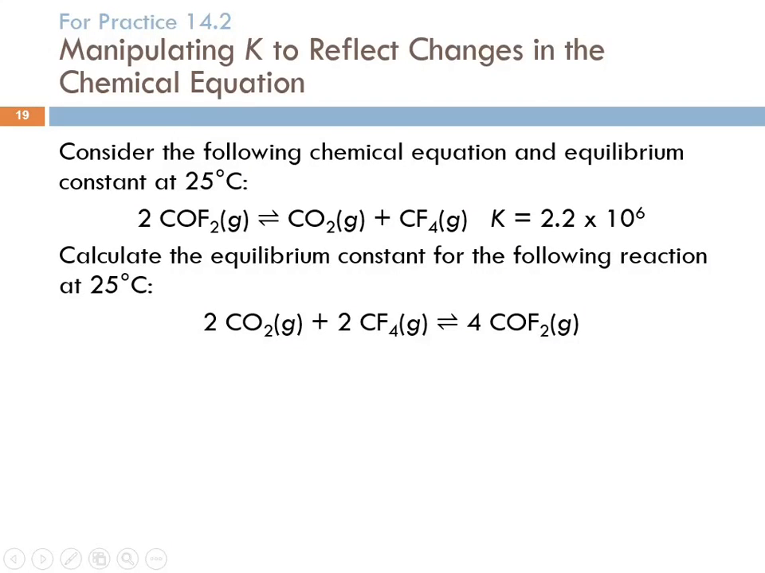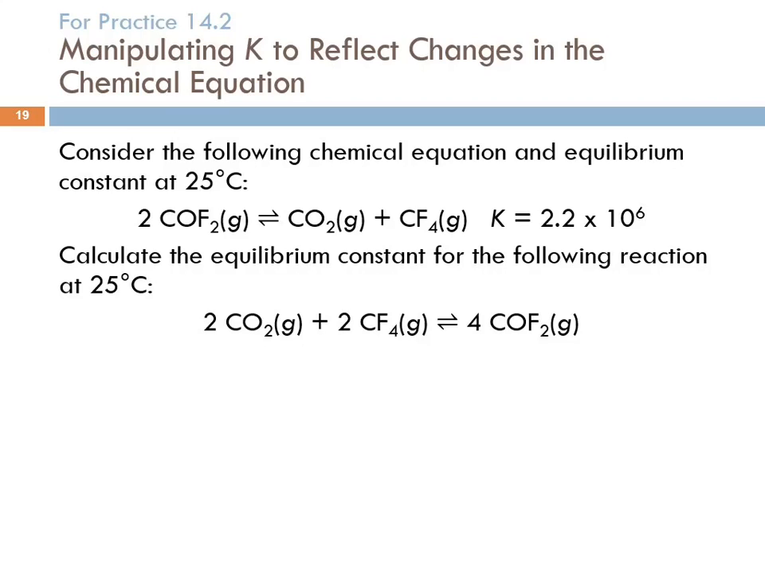We were looking at what we do to the equilibrium constant if we do something to the equation. And so here's an example of this. Consider the following chemical equation and equilibrium constant at 25 degrees Celsius. Here we've got 2COF2 in equilibrium with CO2 plus CF4, and K is equal to 2.2 times 10 to the 6th.